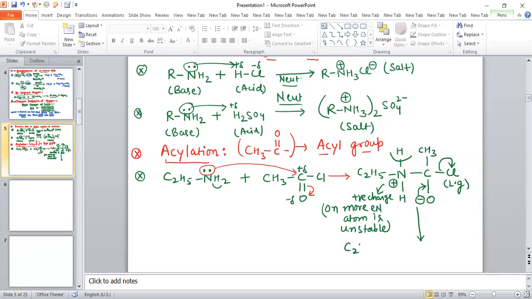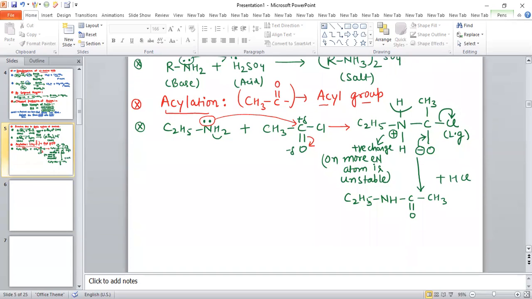is like C2H5, and this is NH, and between carbon and oxygen there is a double bond now, and on this carbon one more CH3 group is also there. So this product is basically obtained, and this hydrogen and Cl are removed in the form of HCl. So this is basically the product obtained after this reaction.